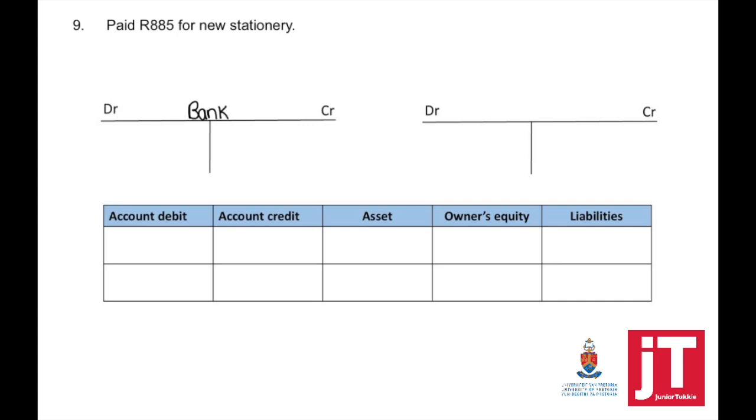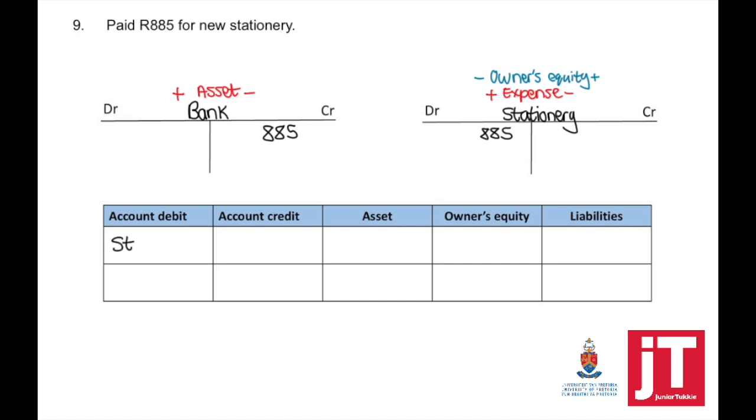If a payment is made, bank is involved. Why did we make a payment? Because we purchased stationery. Bank is regarded as an asset and stationery as an expense, classified as an expense. And we need to show the effect it will have on the owner's equity. When a payment is made, bank is always credited. For every credit, there is a debit. On our table, account debited, stationery. Account credited, bank. Assets minus 885. Because our expense increased, it will have a negative effect on the owner's equity. Did anything happen with my liabilities?